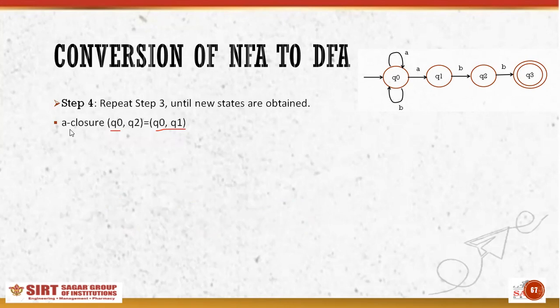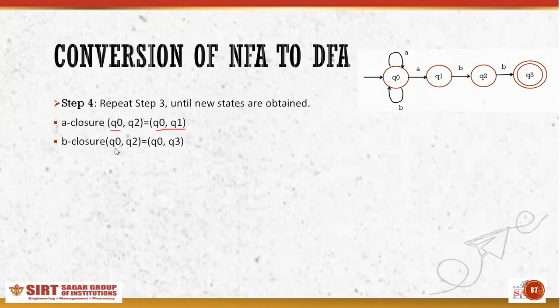So if you can see here, on giving A to Q0, I am getting Q0 and Q1. And on giving A to Q2, I'm making the transition out to nowhere because Q2 does not have any A transition. So the answer will be Q0 and Q1 only.